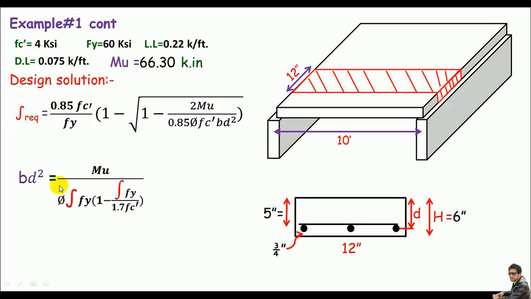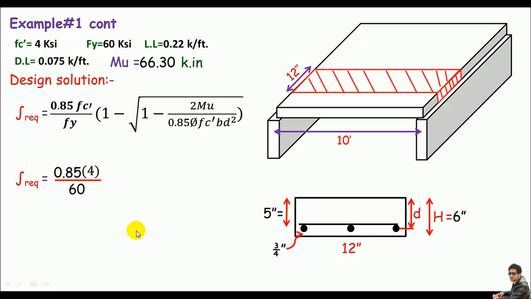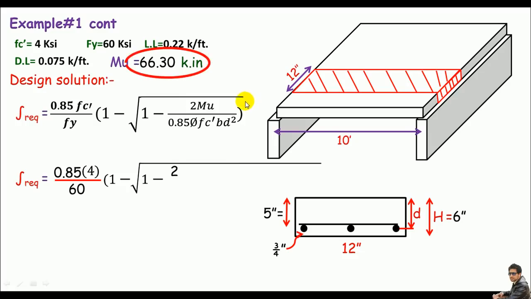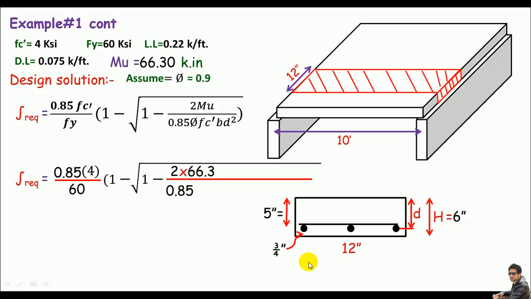So the required rho equals 0.85 times fc prime, which is 4 ksi, divided by fy, which is 60 ksi, times 1 minus the square root of 1 minus 2 times the moment. The moment is just 66.30 divided by 0.85. What's the phi now? Let me just assume it's 0.9, and this is a pretty nice assumption over here. So 0.9 times fc prime, again 4 ksi.